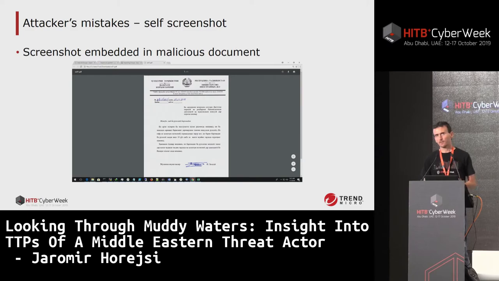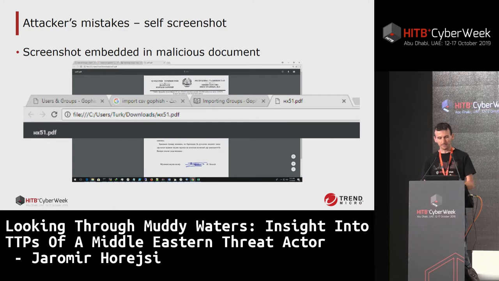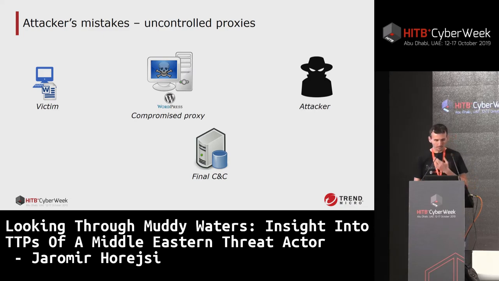In the beginning, I mentioned that they have been spreading many different documents. One document contained this embedded image, and if you make it bigger, you can see some text written in Cyrillic alphabet. On the top, you can see Chrome. The second tab from the left is import CSV GoFish, which is some phishing platform or phishing toolkit. After that, there is some Arabic text we cannot see. So basically this was a screenshot of the machine on which this document was likely created, and the username was called Turk. So that was one thing.